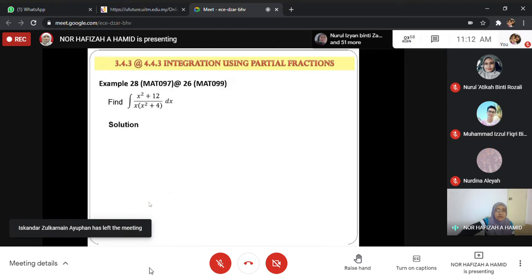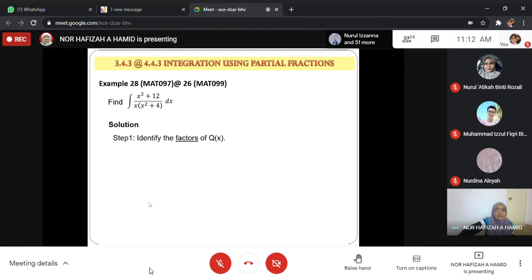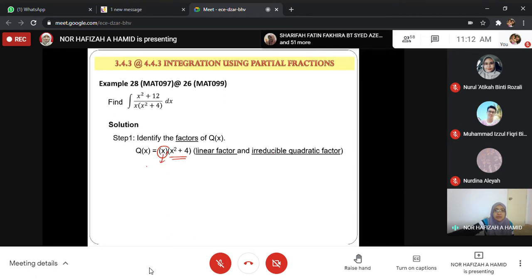Okay, so you can refer to example 28. Factor for the denominator, we have x times (x square plus 4). So x square plus 4 is an irreducible quadratic factor. The x is case 1, so this is a linear case 1 and this one is case 3. So they combine case 1 and case 3.